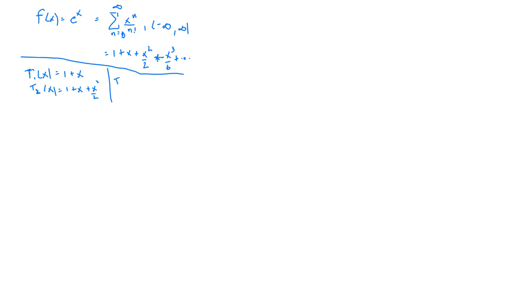T sub 3, the third degree Taylor polynomial, would be 1 plus x squared over 2 plus x cubed over 6. So these are your first 3 Taylor polynomials. And you can see all we're doing is just pulling terms from the power series.